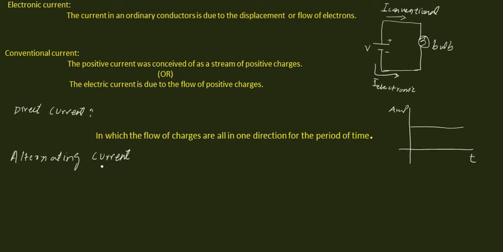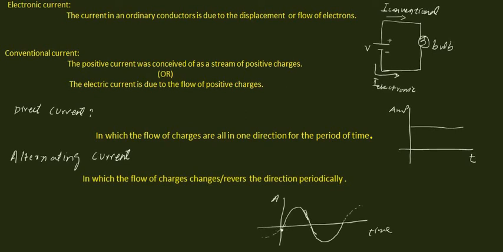Moving towards the alternating current. What is alternating current? It is the type of current in which the flow of charges changes or reverses direction periodically. By periodically we mean that it reverses its direction at equal intervals of time. Graphically we represent the AC current like this: it moves in one direction, then reverses its direction, and both directions have the same magnitude. So the average of both directions is equal to 0.